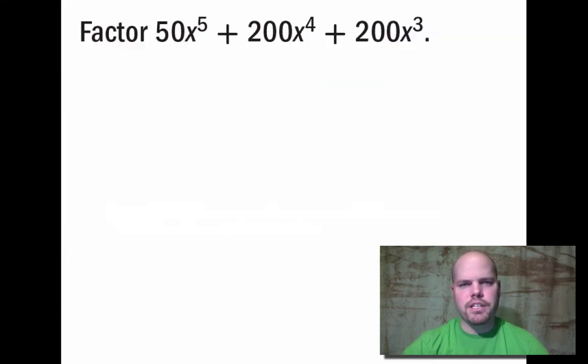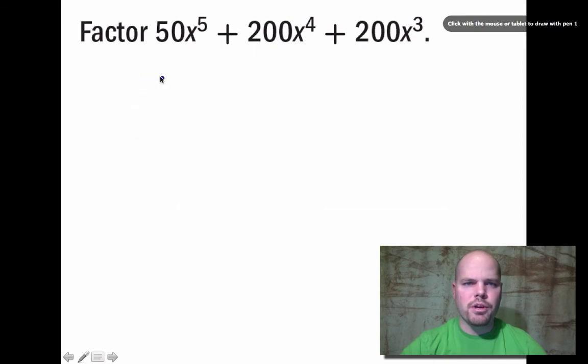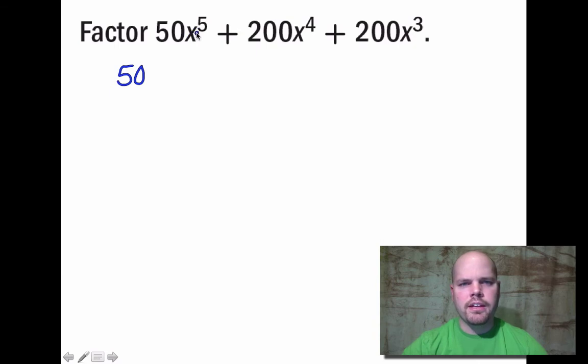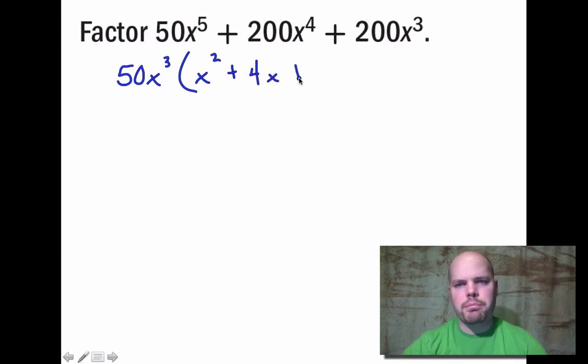Alright, factor 50x to the fifth plus 200x to the fourth plus 200x cubed. Now this one isn't of the form ax squared, so we need to take a GCF out first. So the GCF in this case is going to be 50. Now they have x to the fifth, x to the fourth, x cubed, so we can take out 50x cubed. When we do that, we're going to get x squared plus 4x plus 4.